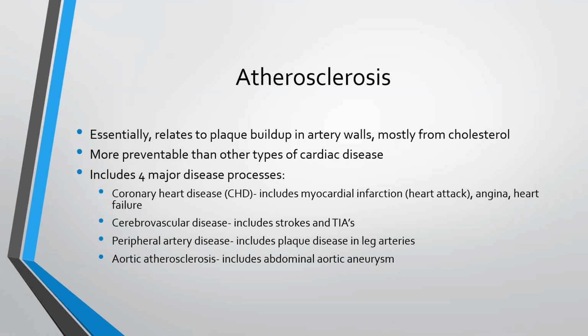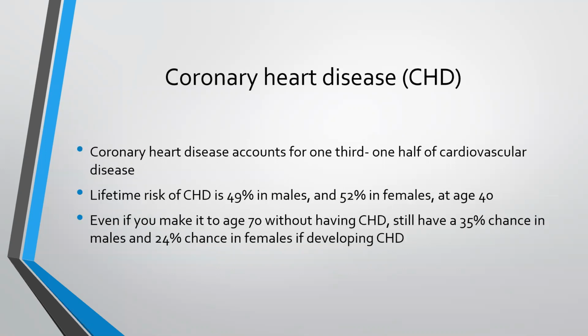Cerebrovascular disease is basically your stroke category. So that's strokes and TIAs. I help to try to prevent that, but obviously neurologists deal with strokes more often in the inpatient setting. Peripheral arterial disease includes plaque disease in the legs causing pain. It could also be a couple other places like the carotid arteries. And then aortic atherosclerosis is an abdominal aortic aneurysm, which happens in a certain subset of patients.